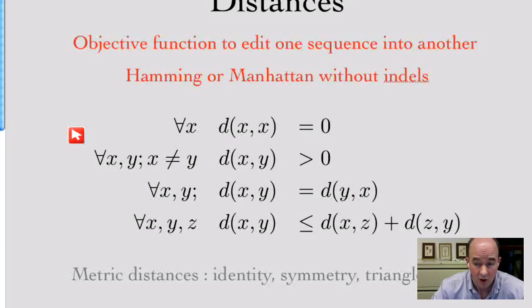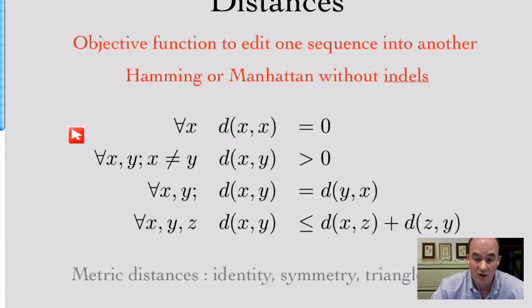So that would be that for all x, the distance between any two elements that are identical, x and x, should be 0. If x and y are not identical, the distance should be greater than 0. It should be symmetrical, x, y is y, x. And observe the triangle inequality you can see below, that the shortest path, in essence, between any two nucleotides should be shorter rather than going to a third element position. So we have identity, symmetry, and the triangle inequality.